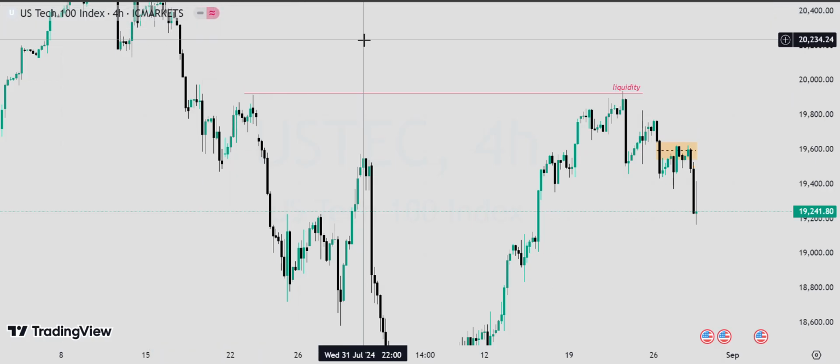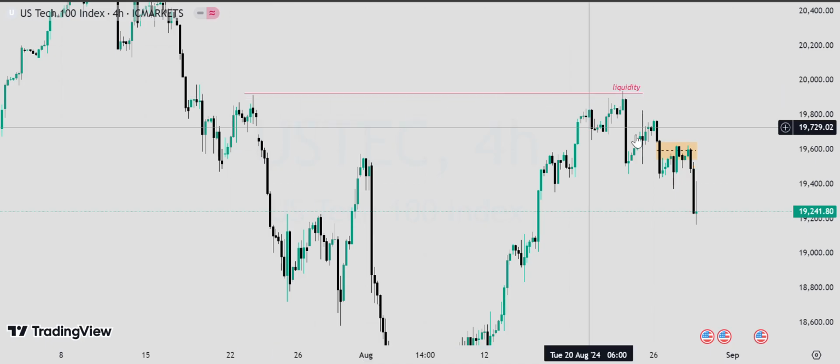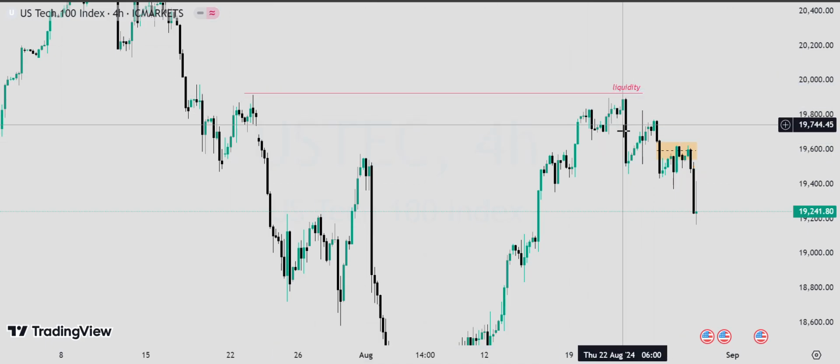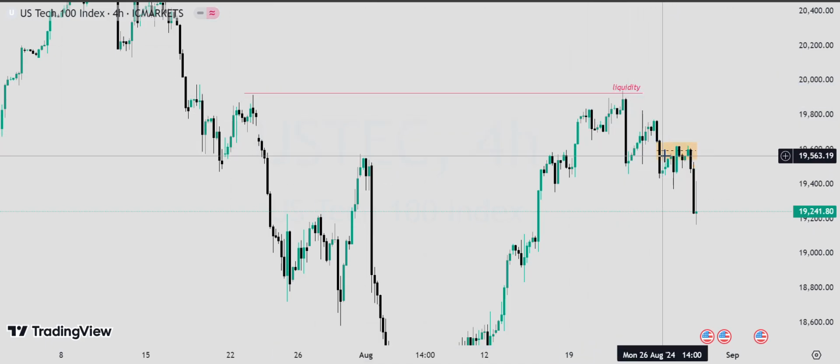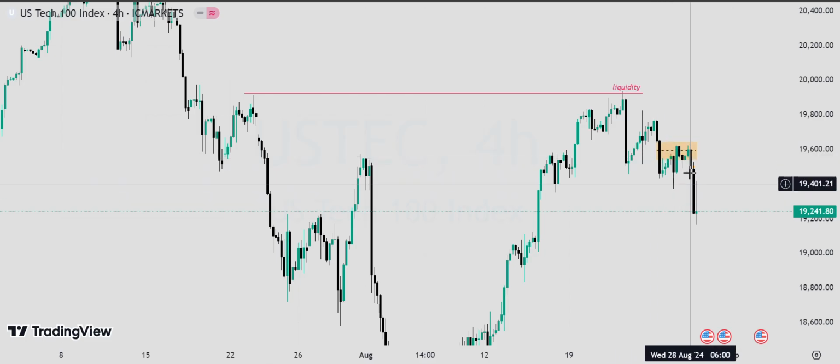That's what we need from the 4 hour. We have determined there's this liquidity, this fair value gap, and again this fair value gap or imbalance, and it was also tested. That's what we need to see from the higher time frame: liquidity and fair value gap.